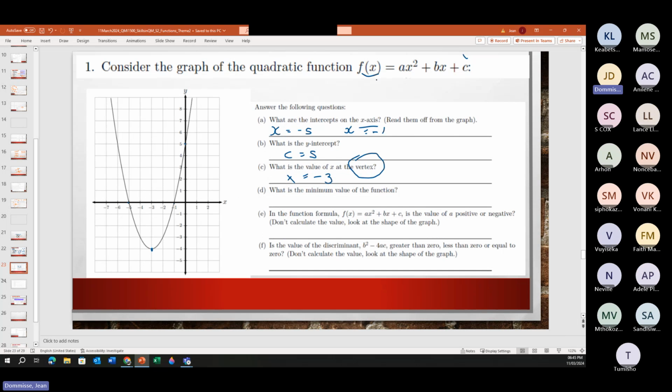Okay, so remember the minimum of a function is your y. So the minimum value that it can be is at that turning point. So the minimum value that it can be is -4. If it was the other way around, we would have had a maximum.